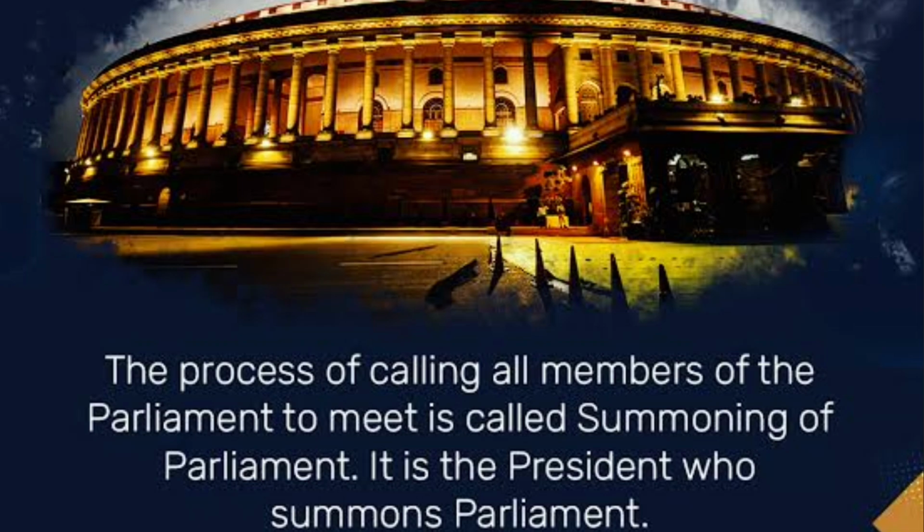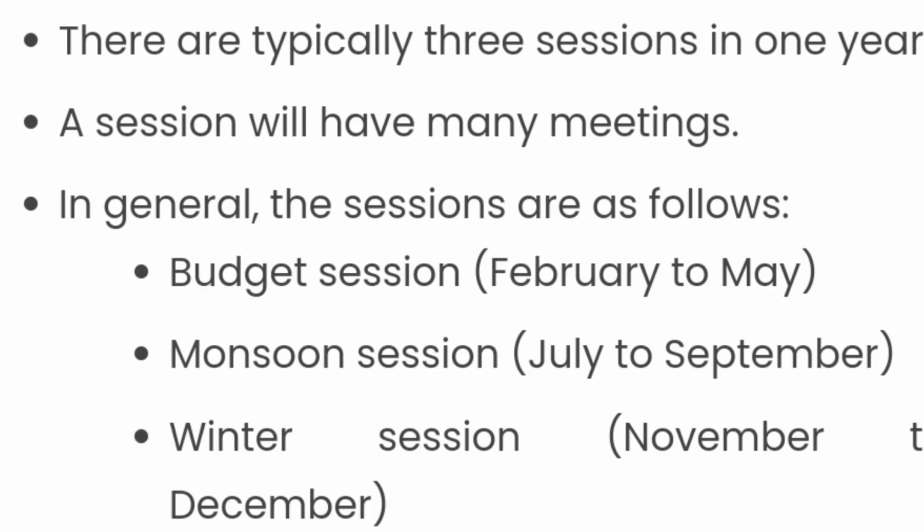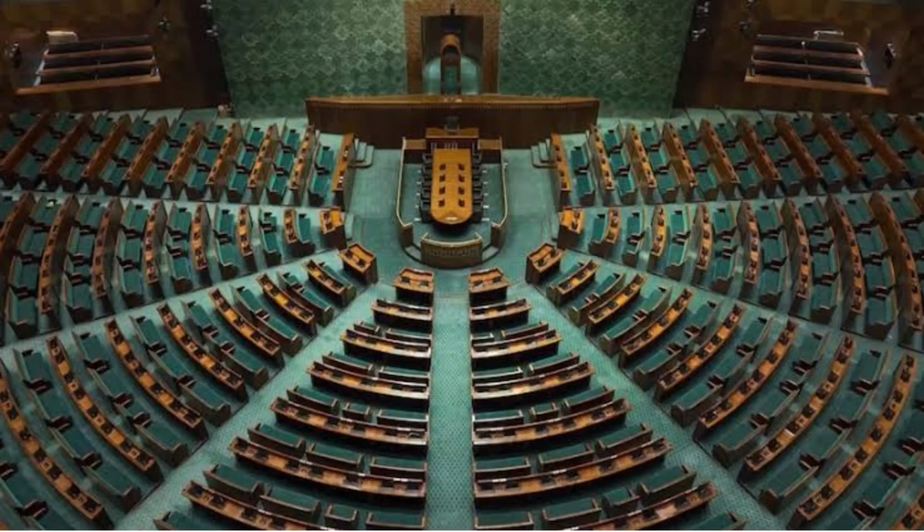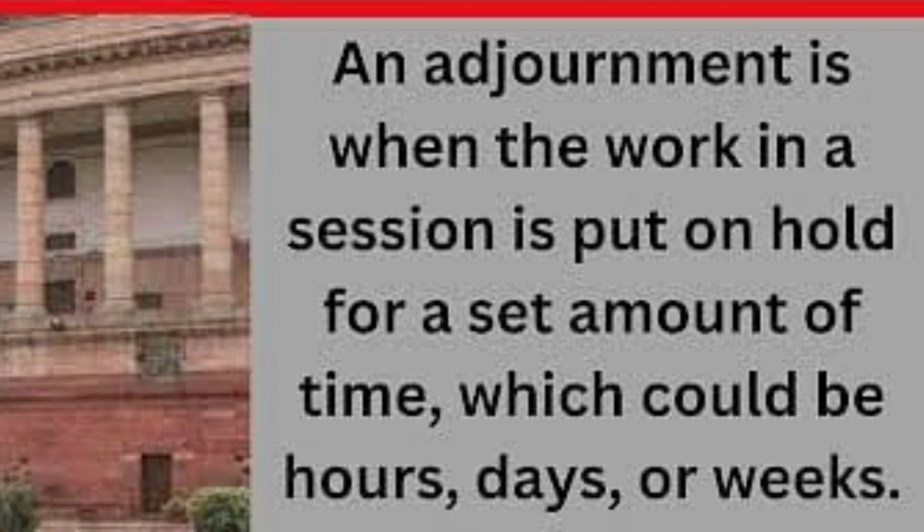There are usually 3 sessions in a year: budget session, February to May; monsoon session, July to September; winter session, November to December. A session is the period between the first sitting of a house and its prorogation, that is, termination of a session.